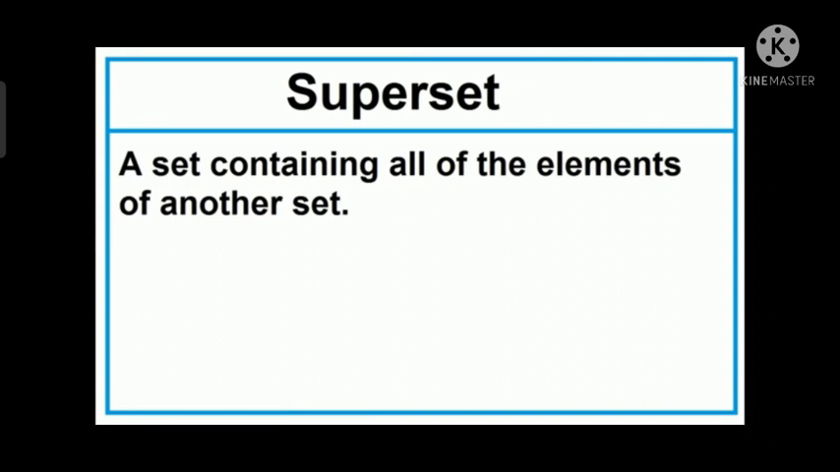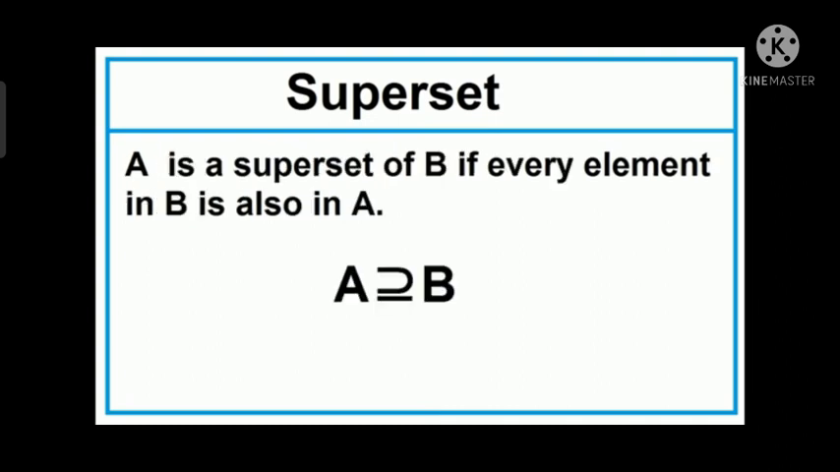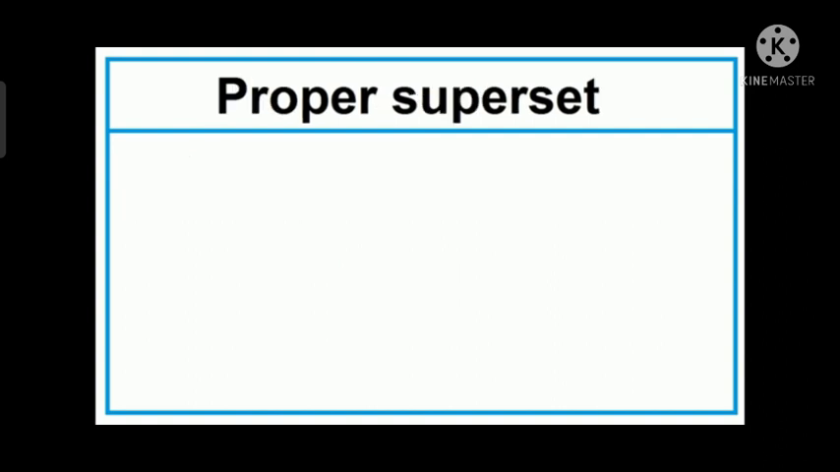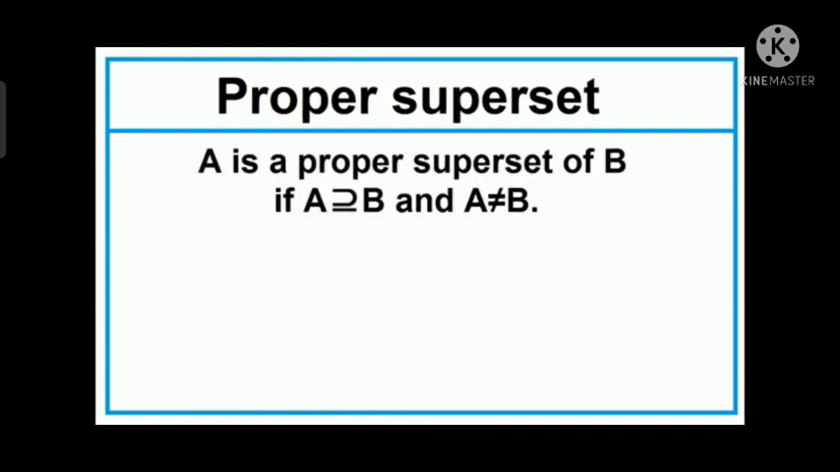Superset is a set containing all of the elements of another set. In symbol, set A is a superset of set B. This is just a reverse of subset. Proper superset: set A is a proper superset of set B if set A is a superset of set B and set A is not equal to set B. In symbol, set A is a proper superset of set B.